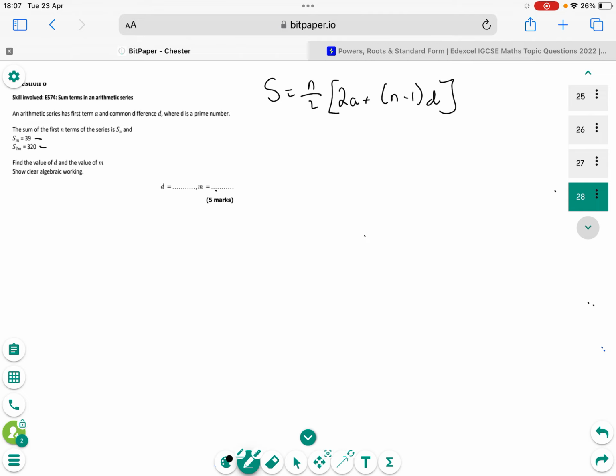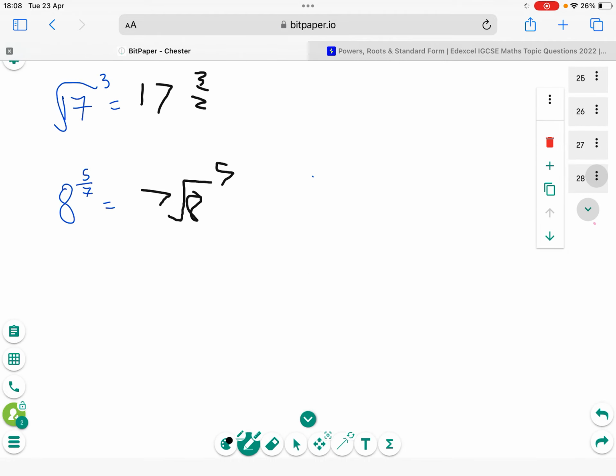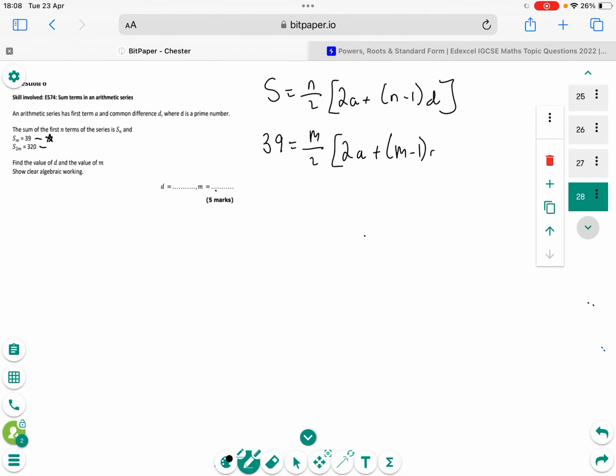So let's make an equation for the first line. The sum of the first m terms is 39. So the sum is 39. The number of terms is m terms. 2a, we don't know what the a term is. And the number of terms we're adding is m. d is the difference between the terms, which we don't know. And then, let's leave that there for now.